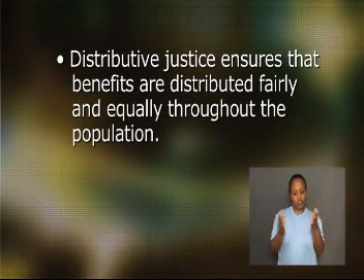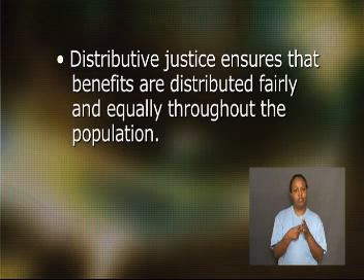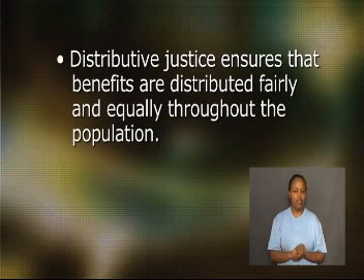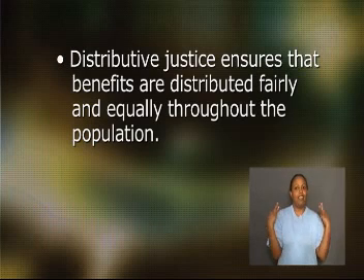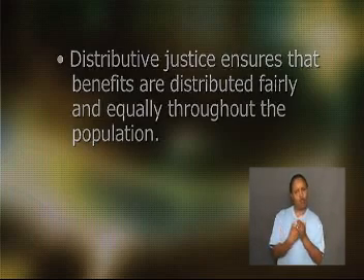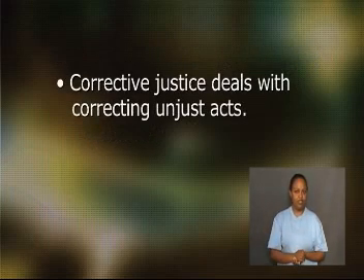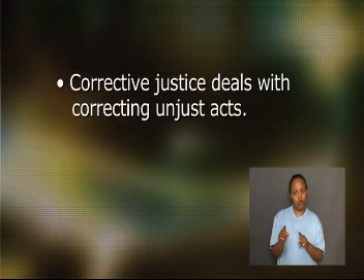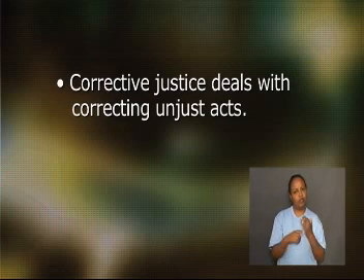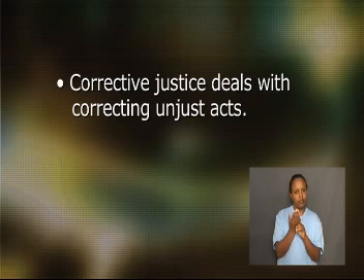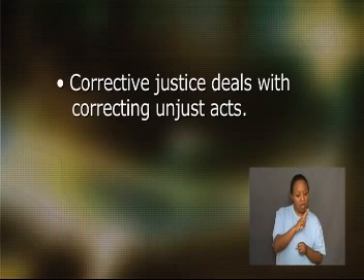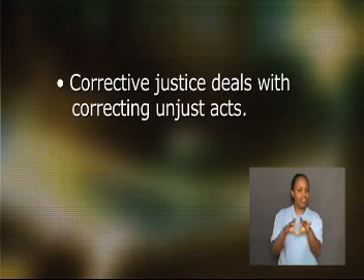Distributive justice ensures that benefits are distributed fairly and equally throughout the population. For example, it ensures that important social services like healthcare are available to all the people. Corrective justice deals with correcting unjust acts. It works to restore balance or equilibrium to a situation in which unfairness has prevailed. The wronged person or group is compensated for the wrong done to them.